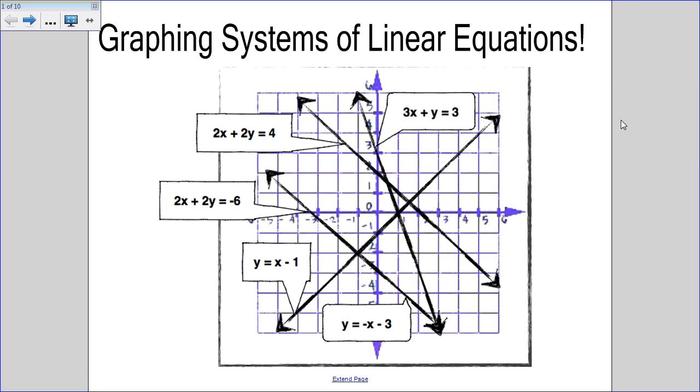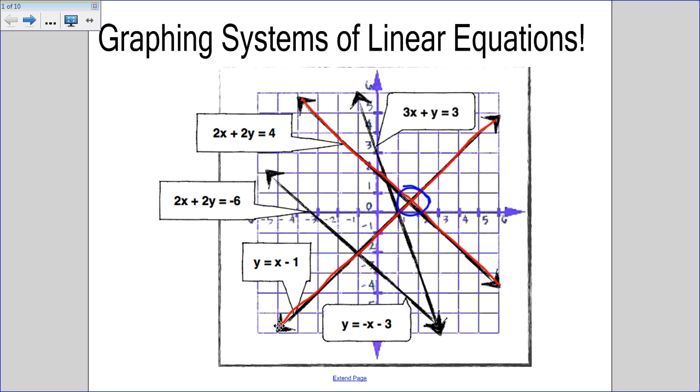Alright, this video is a kind of refresher on graphing systems of linear equations. The picture up here is one that we worked on last time, showing all these different lines graphed on the same plane, okay? And we were looking for the point where two lines intersect, remember? So if we graph the line y equals x minus 1 and the line 2x plus 2y equals 4, we were looking for the solution to our system of equations, which was that one point where they intersect.